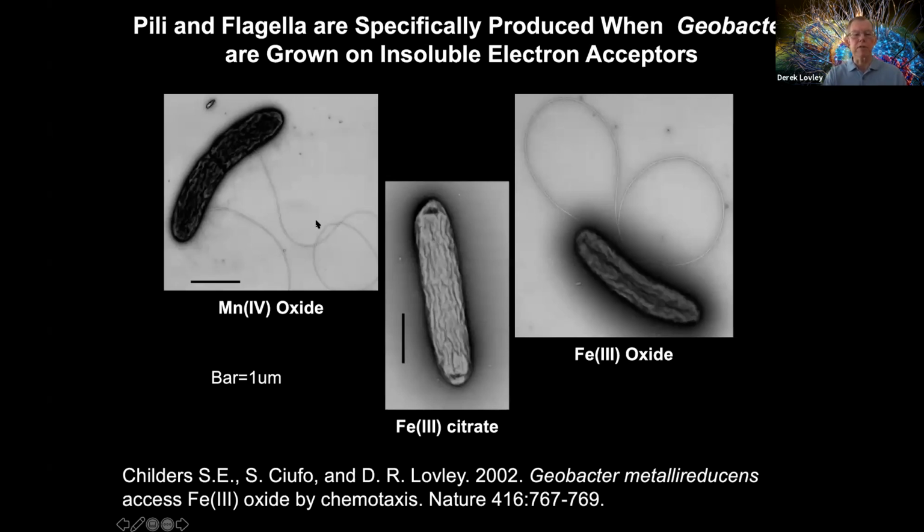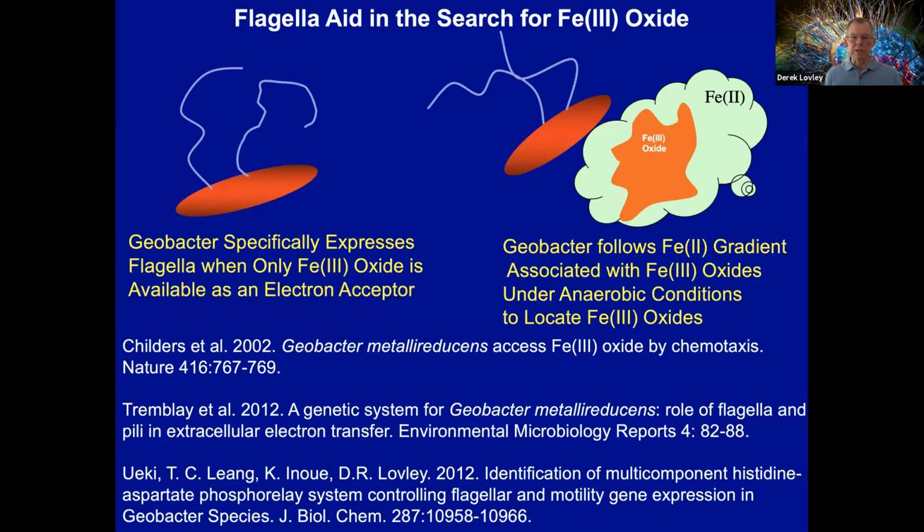produce flagella to help it swim, but if you look closely, it also produces these type 4 pili. It does not produce any filaments when it's grown on a soluble electron acceptor such as iron citrate. And we think we know what the flagella are for. They help Geobacter swim around and find iron oxides.